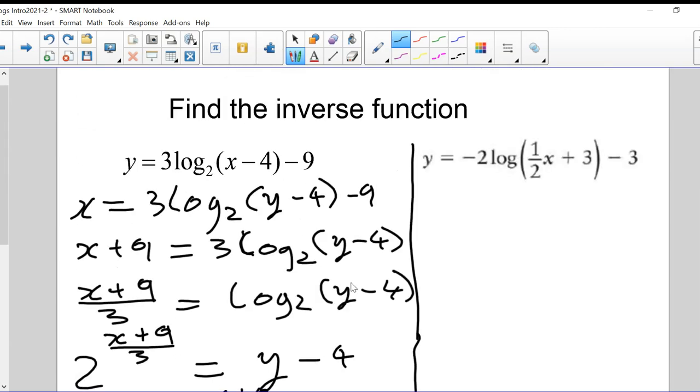Okay, let's try this again over here. Same idea. I want the inverse. Now that you've seen me do this once, I'm looking for the inverse function of y equals minus 2 log 1/2 x plus 3, minus 3 at the end. First things first, I'm going to flip the x and the y. I'll do that part for you. I'm so generous. So x is equal to minus 2 log 1/2 of y plus 3 minus 3.